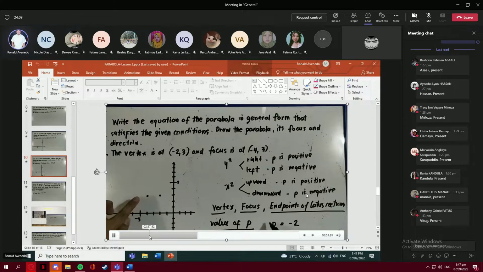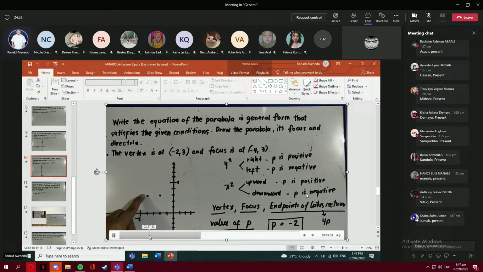Then after that, meron na tayong P negative 2. We've learned the length of the latus rectum. So from here, pwede natin mahanap ang latus rectum. The length of latus rectum is 4P. So, disregard this time the sign. Huwag natin i-consider ang sign ng P because we are just counting. So always positive. Then later on, if we're going to determine the coordinates, we will know if it is negative or positive.